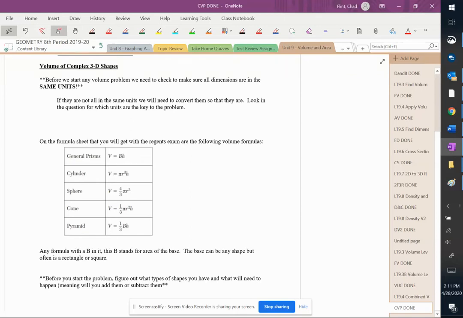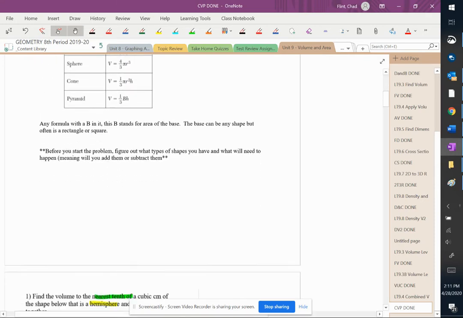All right, very quick little intro video here because there's not much new in this section that wasn't in the previous sections. What's going to happen here is we're going to have complicated shapes, not complicated meaning weird, just complicated meaning two things put together.